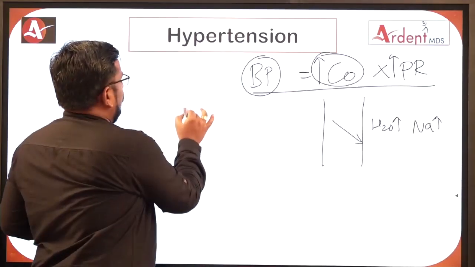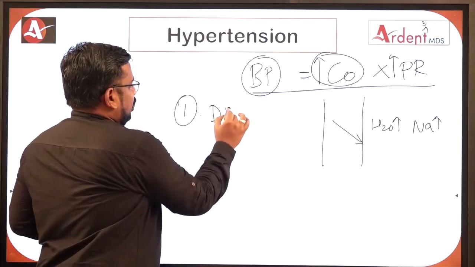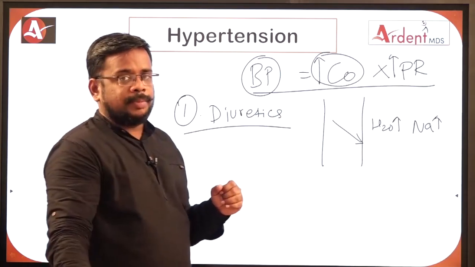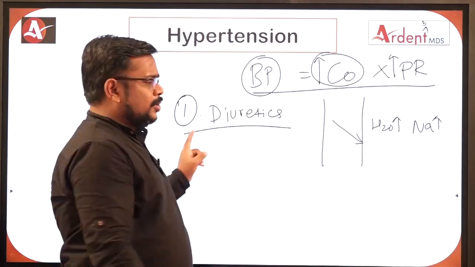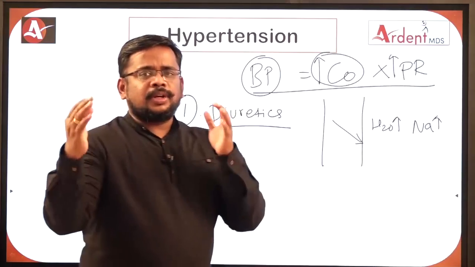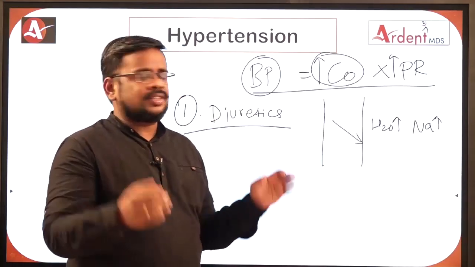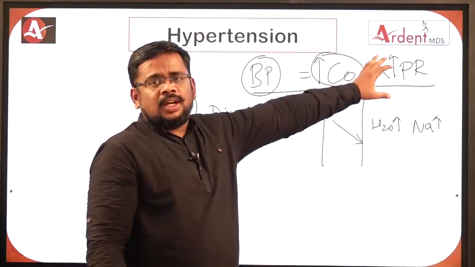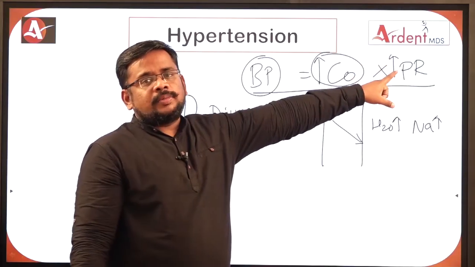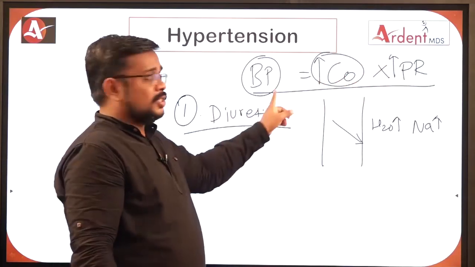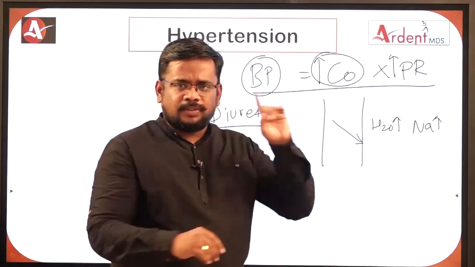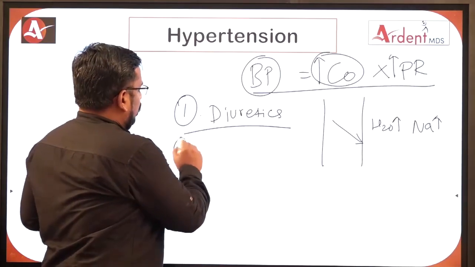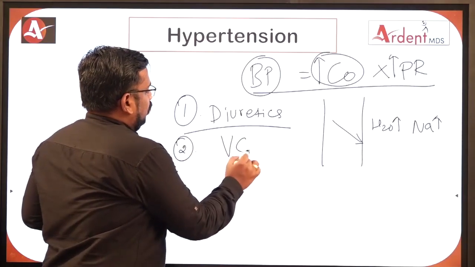How do you decrease the cardiac output? Let's see. There are four important mechanisms to treat patients of hypertension. The first mechanism is diuretics, which increase urinary output, so cardiac output will be decreased and blood pressure is decreased. Along with it, they also cause sodium excretion, because the more sodium is excreted, the peripheral resistance is again decreased, and blood pressure is decreased. So diuretics are one of the treatment options for hypertension. Number two, vasoconstriction.